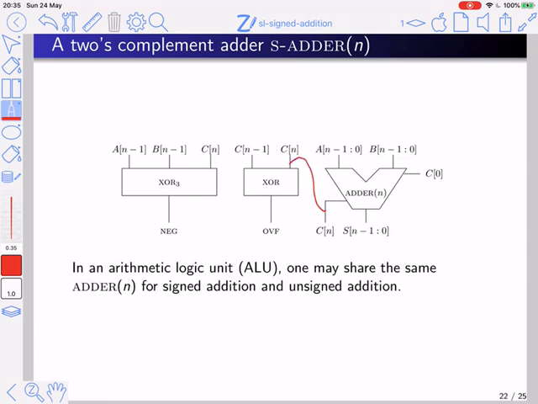Where do we get Cn minus 1? Well, we need to grab it somewhere within the adder and take it to here. For example, in a ripple carry adder, it's very explicit, and in most adder designs, you can extract Cn minus 1 from the adder and feed it to the overflow circuitry. The negative signal is simply the XOR of An minus 1, Bn minus 1, and Cn. So we need to also send Cn to here. Good. This is the description of the 2's complement signed adder.